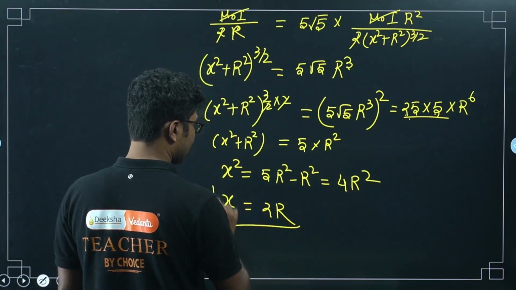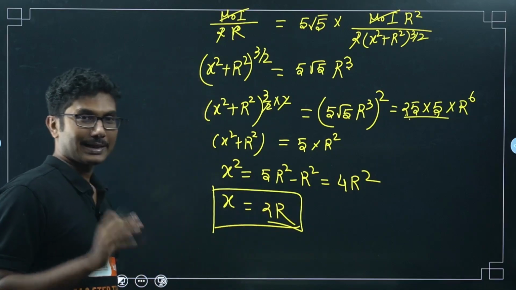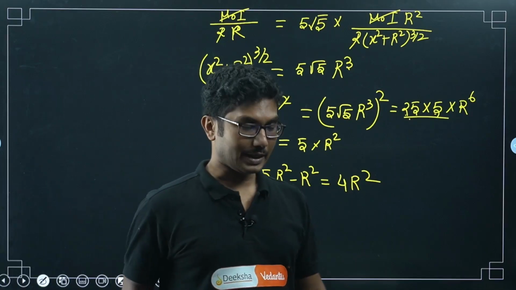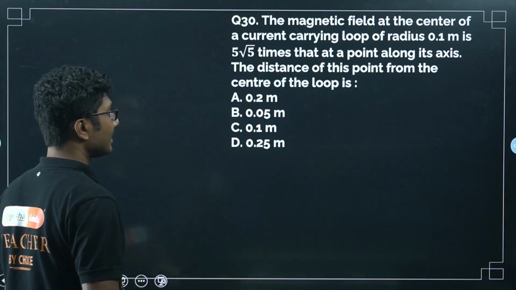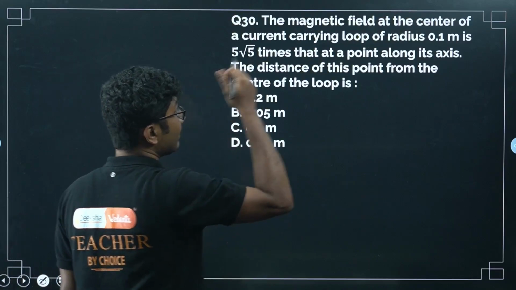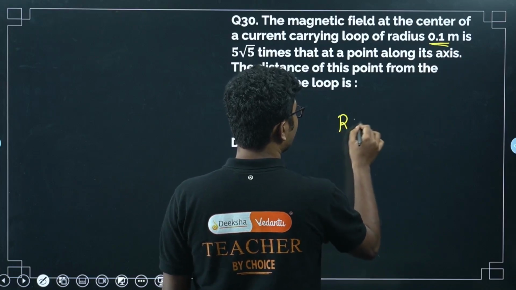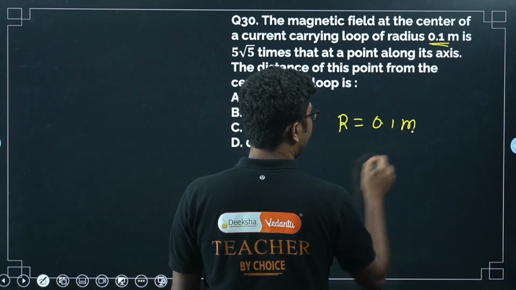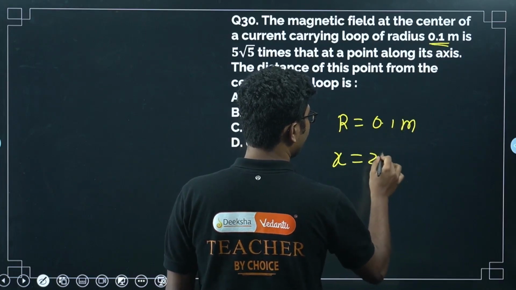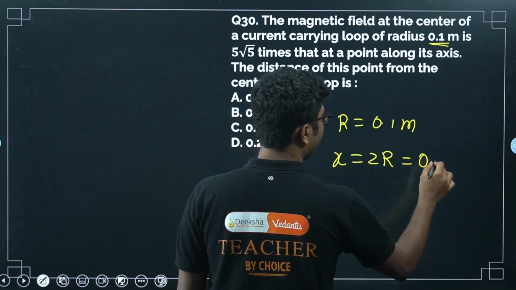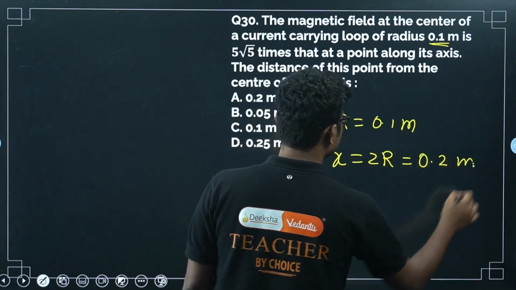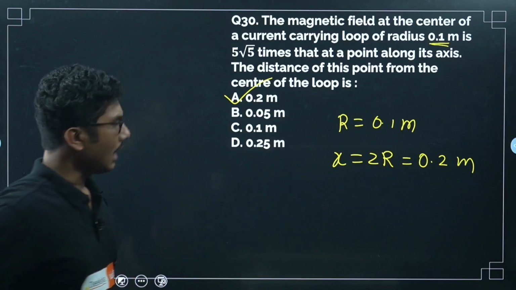x equals plus minus 2r, but that is for mathematics. In physics we always take positive values. So the correct answer is, given the radius was 0.1 meter, and our answer is x equals 2r, that is 0.2 meters, right? So 0.2 meters is the answer.